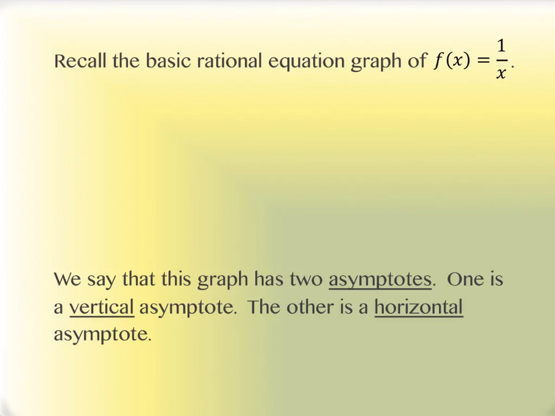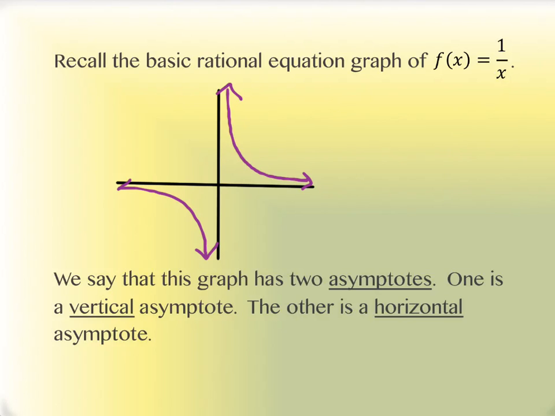I want you to first recall the basic graph of the rational function f of x equals 1 over x. I've drawn a portion of this before, but not all of it. So this graph of 1 over x looks something like this. Does everybody remember that graph?